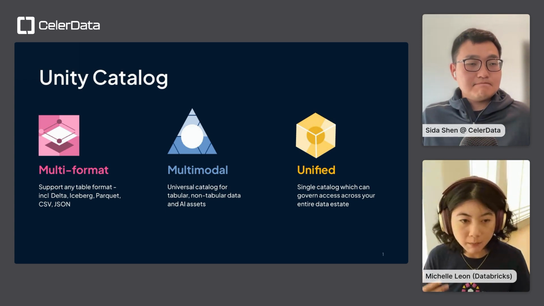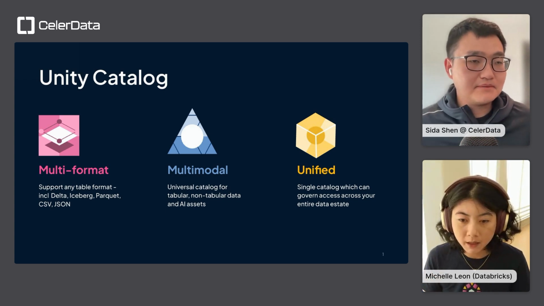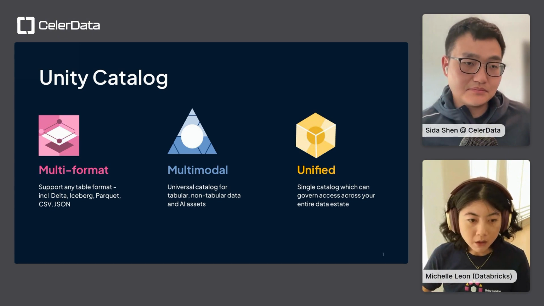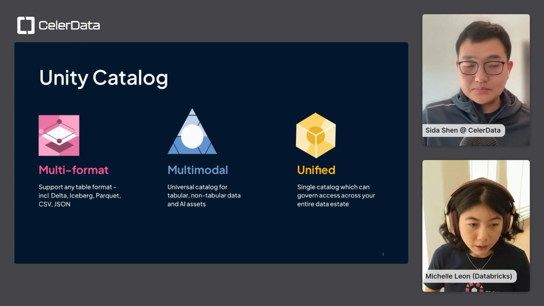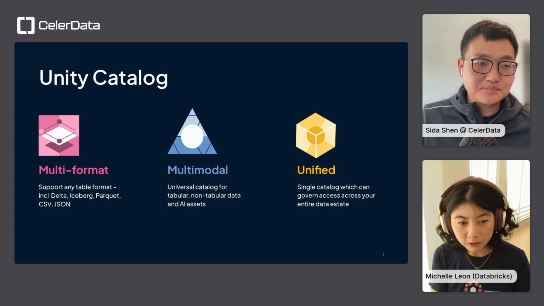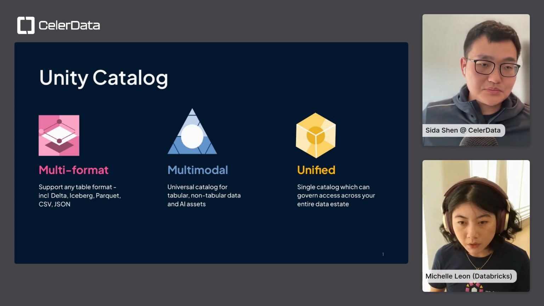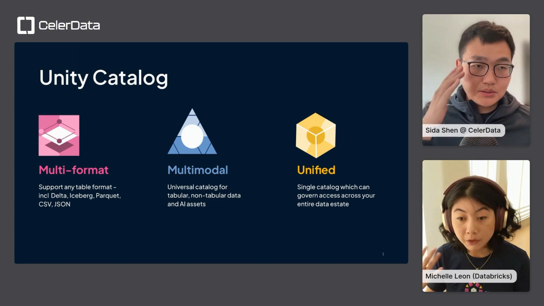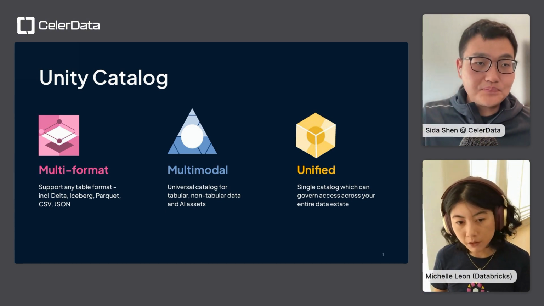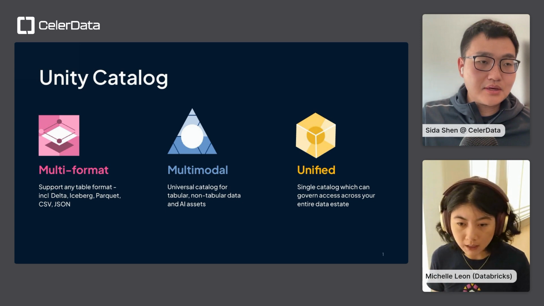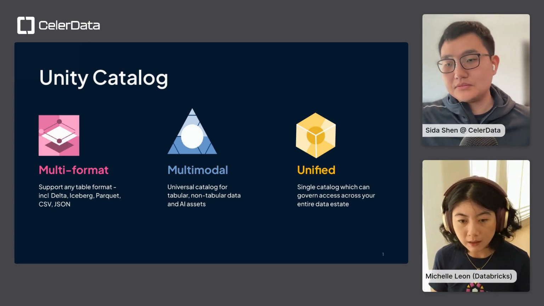It's a lot of what I've said, but basically embracing multi-format support, right? So it's the only open catalog out there that supports any table format, including Delta, Iceberg, Parquet, CSV, JSON. And then we also thought it was really important that it's a multimodal catalog. With multimodal, I mean it's a universal catalog for your tabular assets, your unstructured data, like PDFs and images, or audio files, and then AI assets. So you're able to govern and manage all of these things together.